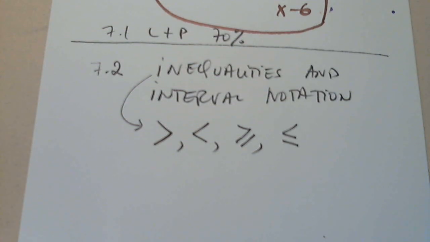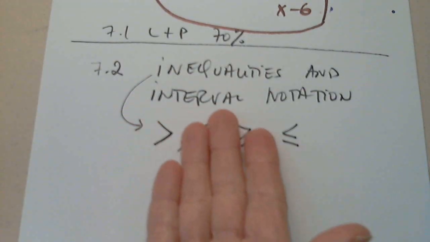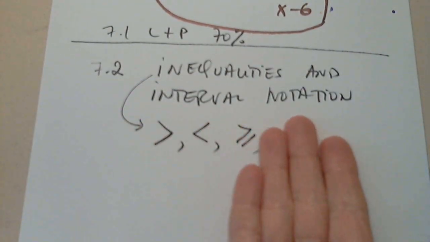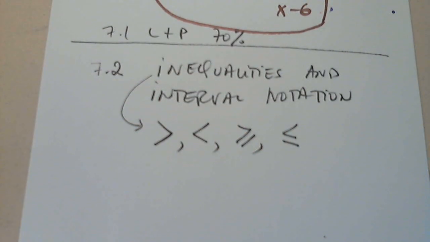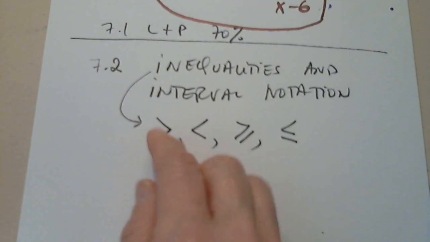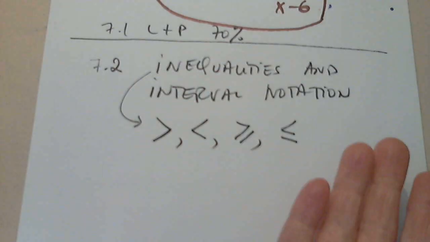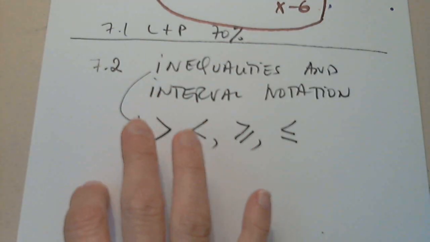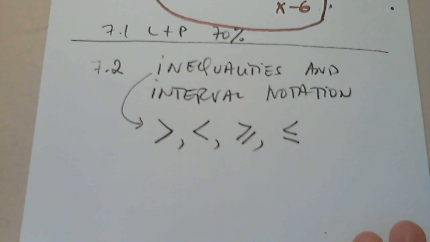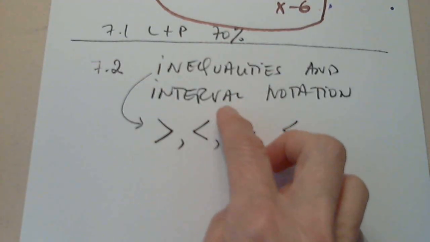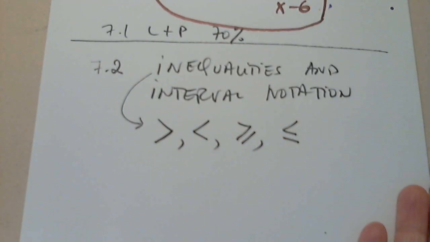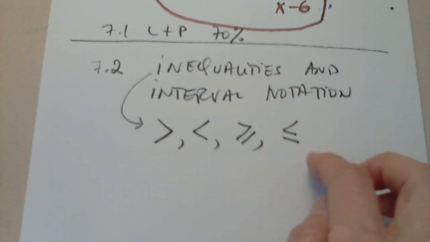Inequalities are pretty similar to equations. However, the solution should be in an interval notation. I'll explain in a moment. But inequalities use a different symbol, not the equal symbol, but the symbol that is greater than. This is greater than this, left less than right, left greater than or equal to the right, or left less than or equal to the right.